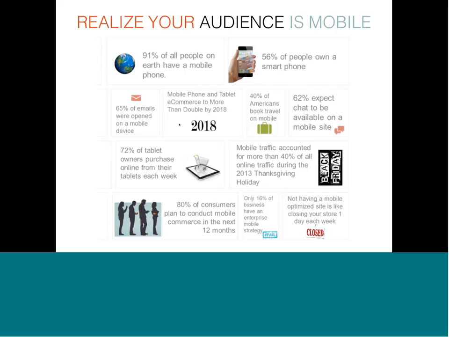Top left, 91% of all people on Earth have a mobile phone. What's really indicative here is that it's not just wealthier people in a Western society who have a mobile phone. For a lot of the developing world, a smartphone has become the method of connectivity to the internet. And 56% are on a smartphone.